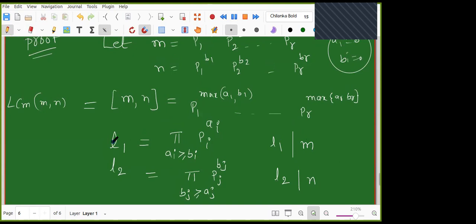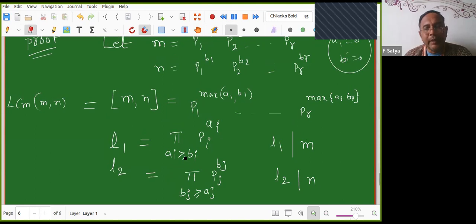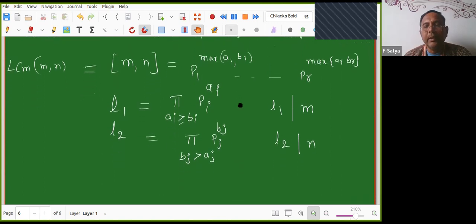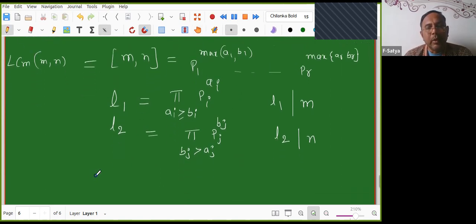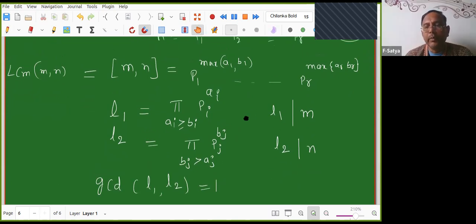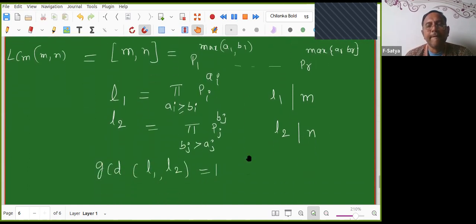Yes, sir. I wrote greater than or equal to, so I should not write it that way. Sorry, I'll remove this. If I remove it, there is a problem, because in one place equality can hold. So I'll put equal to on one side and greater than on the other side. Is it okay for you? Then what is going to happen now? What can we say about the GCD of L1 and L2? One. So this is a wonderful proof actually, very nice proof.